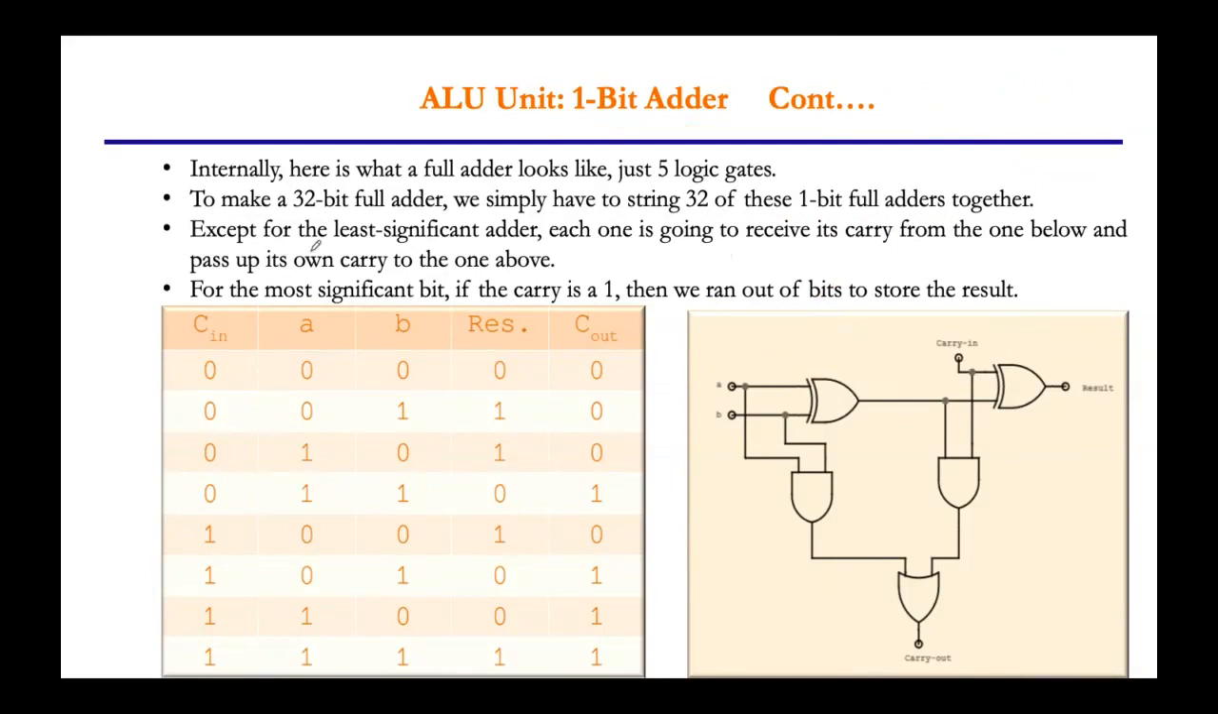So except for the least significant adder, each one is going to receive its carry from the one below and pass up its own carry to the one above. Let us see here in this example, for all these 8 combinations of operations with 3 inputs: carry in, input 1 and input 2, which are the operand 1 and operand 2 inputs.